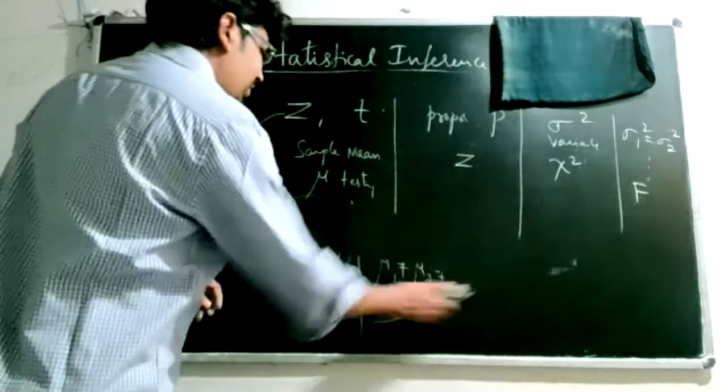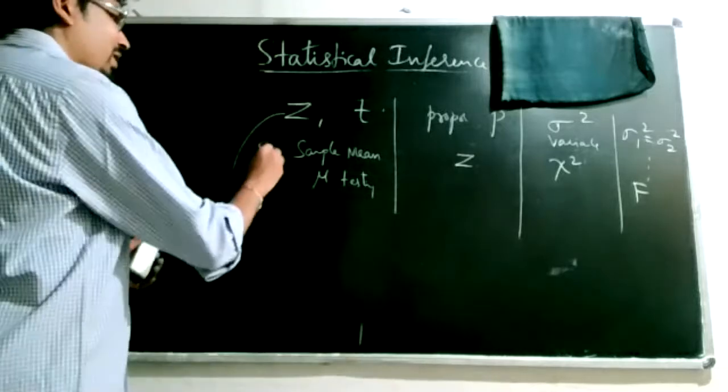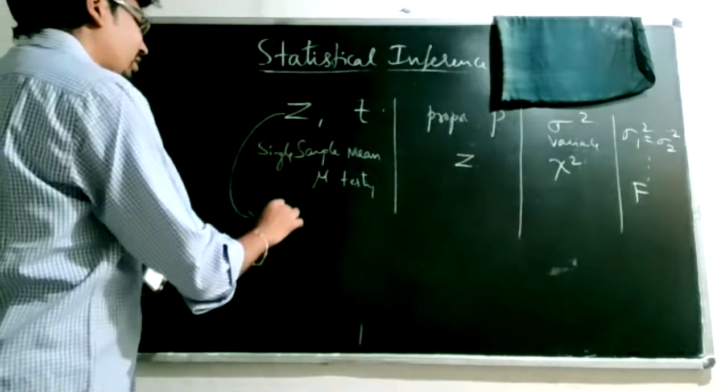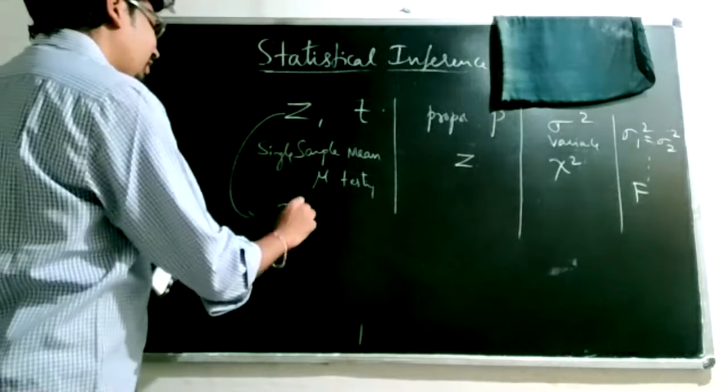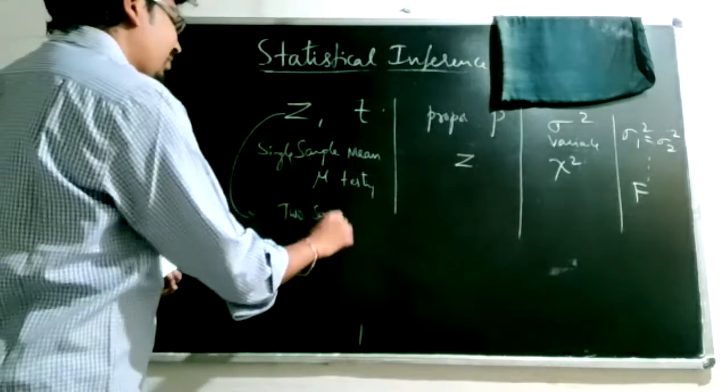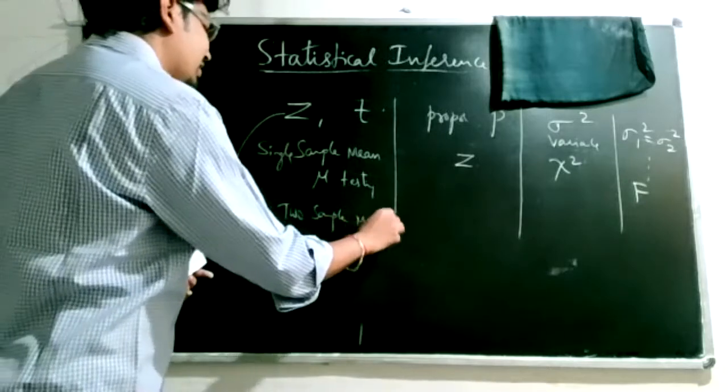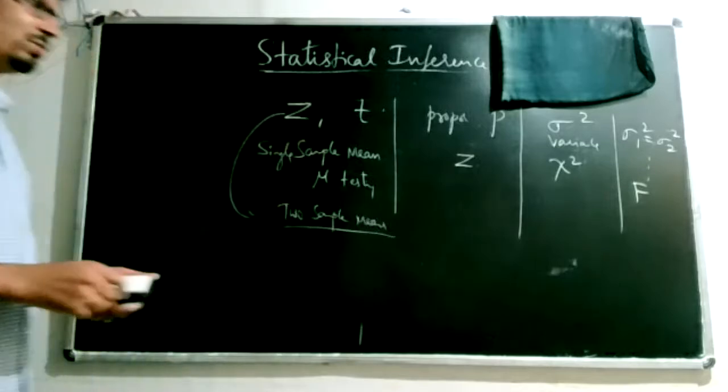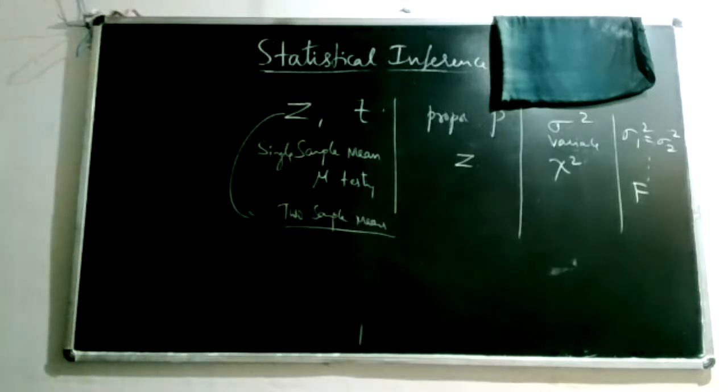So if you're talking about a single sample mean, or if you're talking about two, let me bring the concept of two here. Two sample means, their equality, etc. Even in that case, we use this Z, T, and other cases.